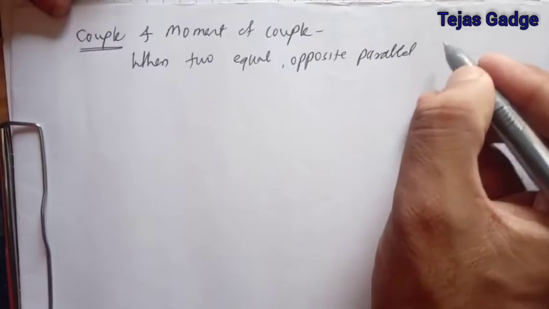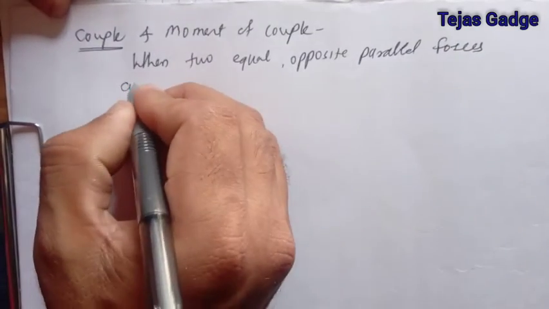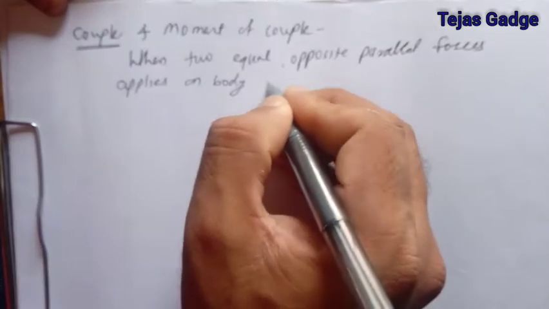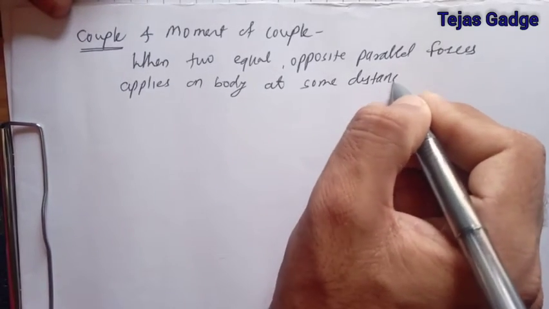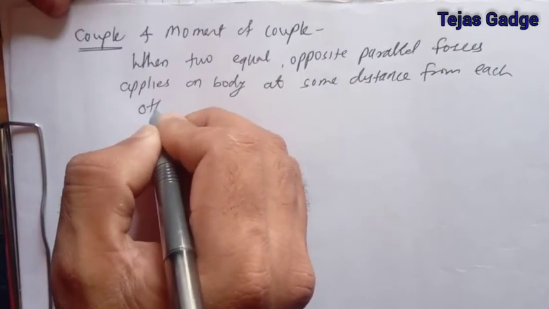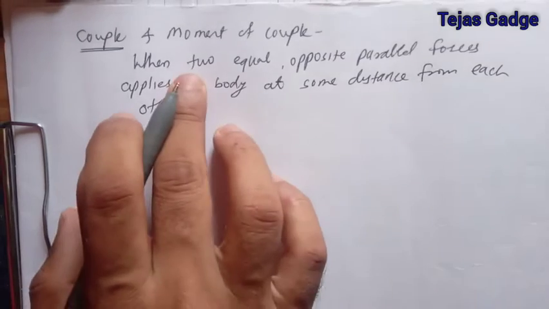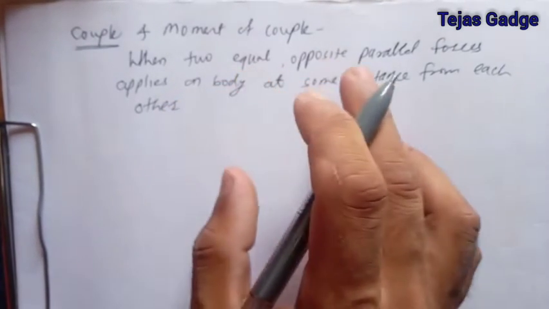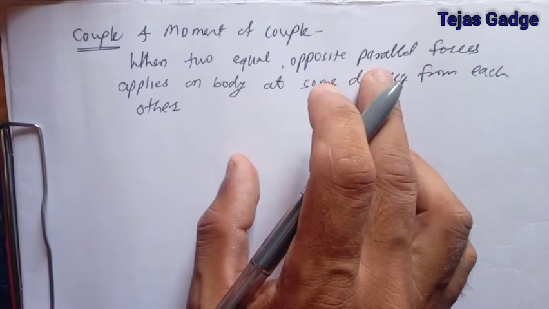When two equal, opposite, parallel forces are applied on a body at some distance from each other, what does that mean? Equal means these two forces have the same magnitude. Opposite means their directions are opposite, and parallel means they are parallel to each other.